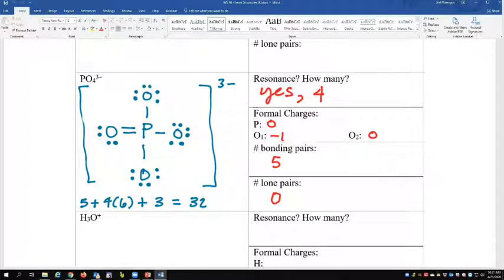So that PO4 3 minus will be tetrahedral? Mm-hmm. Yep. Okay.